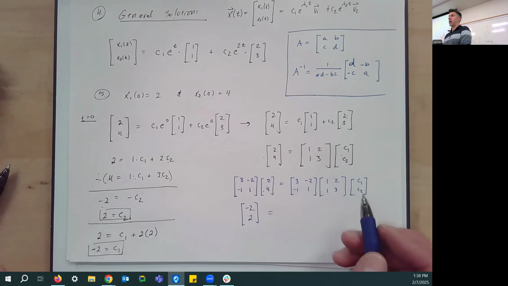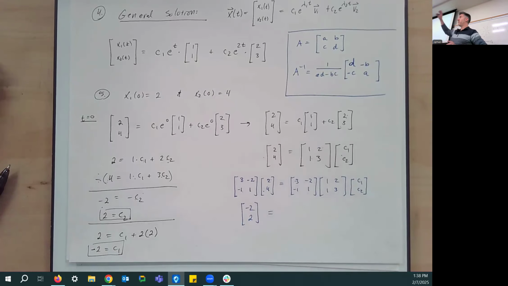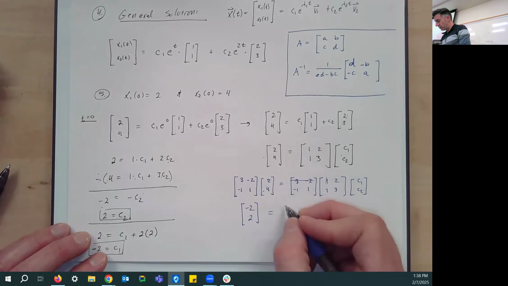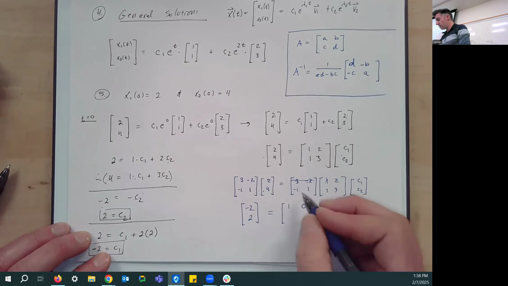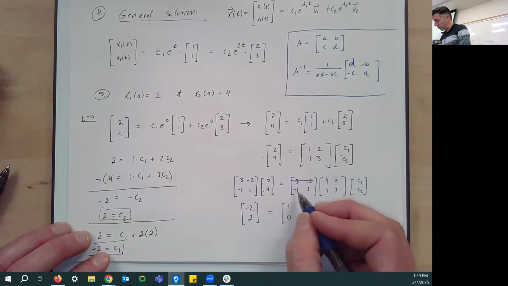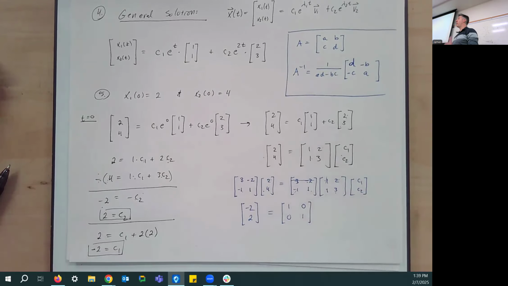So if you multiply this together, look what's happening here. I'll remind you, in case you forgot about matrix multiplication, it's rows of the first matrix dotted with columns of the second matrix. So first row dotted with first column, 3 times 1 plus -2 times 1 is 1. First row, second column, 3 times 2 plus -2 times 3 is 6 minus 6, which is 0. Second row, first column, -1 times 1 plus 1 times 1 is -1 plus 1, which is 0. And finally, second row, second column, -1 times 2 plus 1 times 3 is -2 plus 3, which is 1. Which should not be a surprise at all, because when you multiply inverses together, you end up getting 1. Or in matrices, you end up getting the identity matrix.